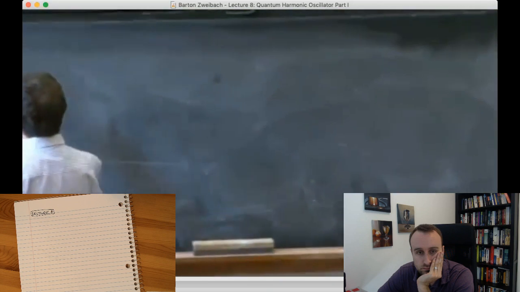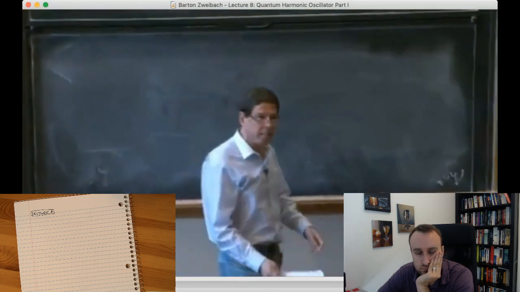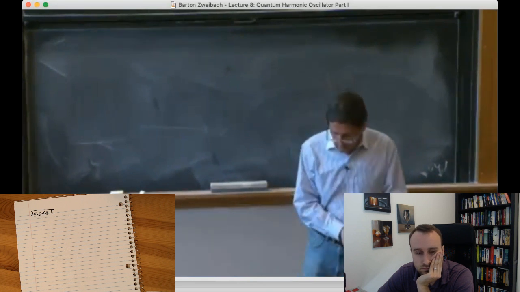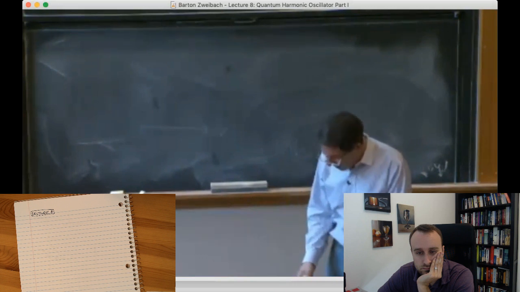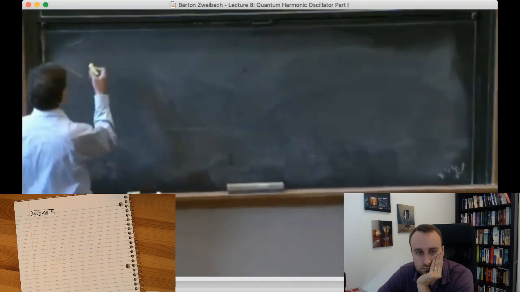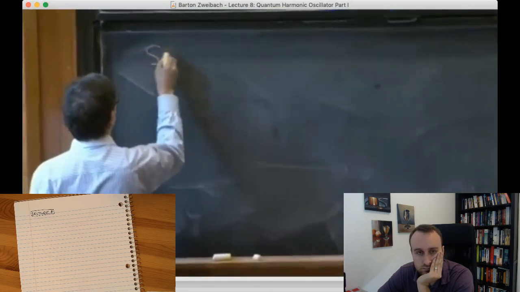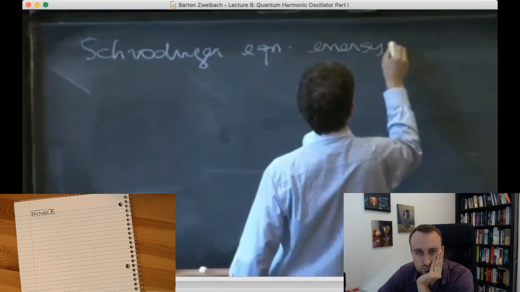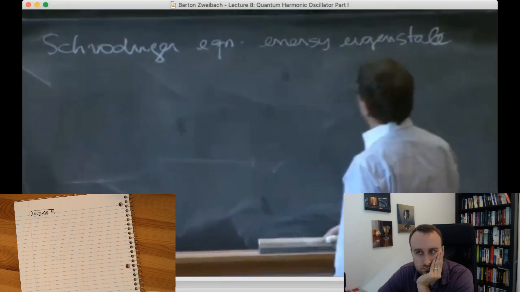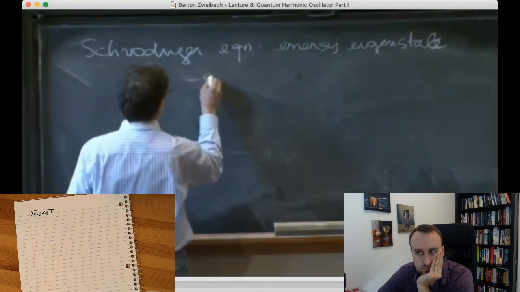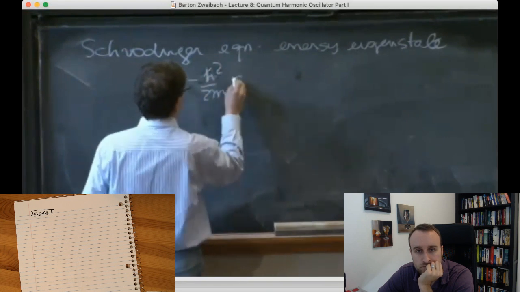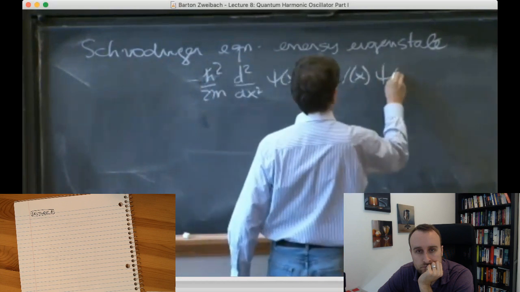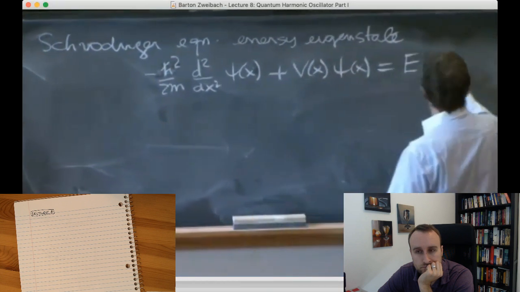So these are just a collection of remarks and an argument for you to understand a little more intuitively why these properties hold. So, one first thing I want to mention is if you have a Schrödinger equation for an energy eigenstate, you have an equation of the form minus h bar squared over 2m d second dx squared psi of x plus V of x psi of x equal E times psi of x.